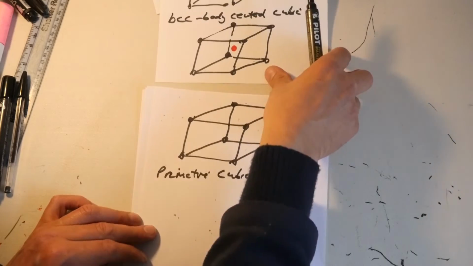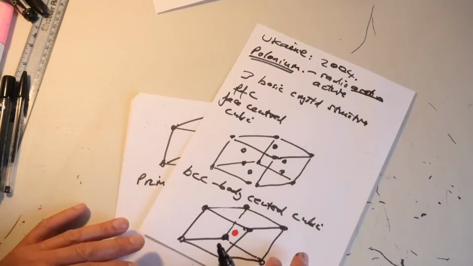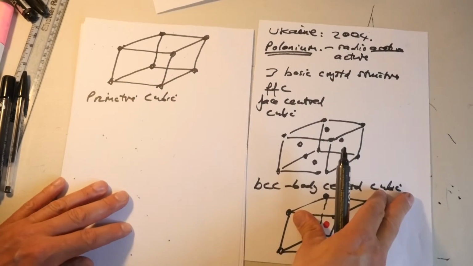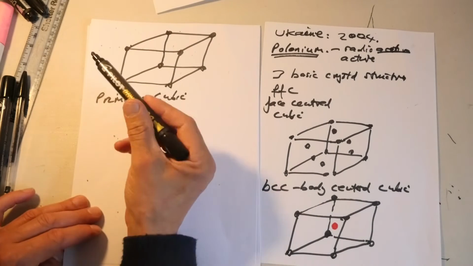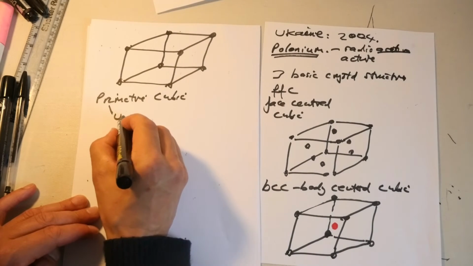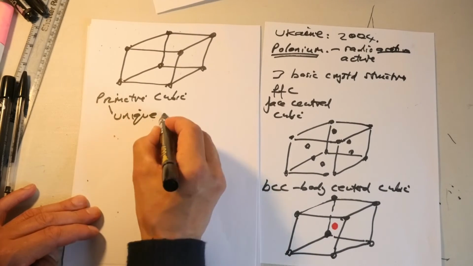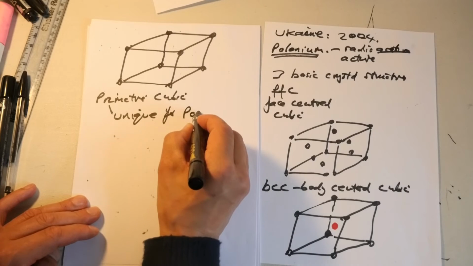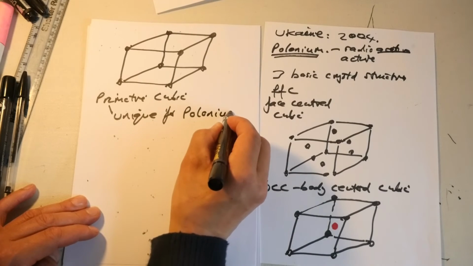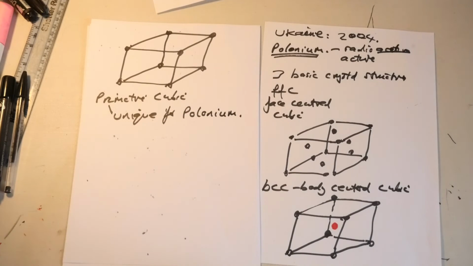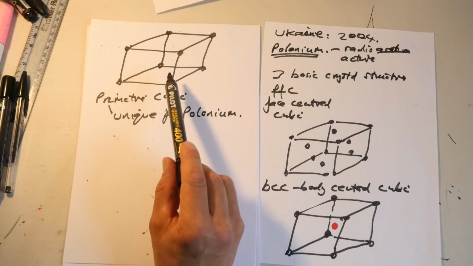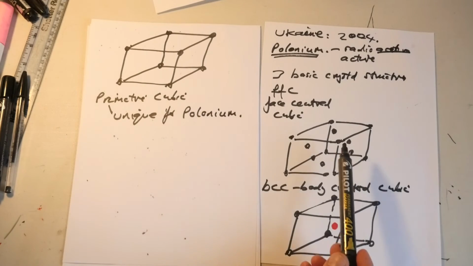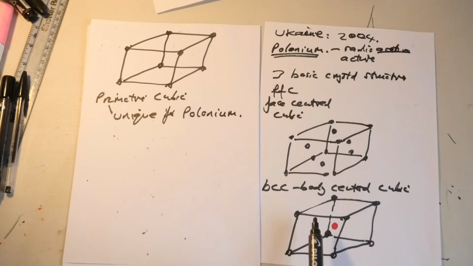All other ones are either face center cubic or body center cubic. This is unique for polonium. Okay, I thought that was interesting when I read about it. All other salts and metals and radioactive elements all have body centered or face centered.